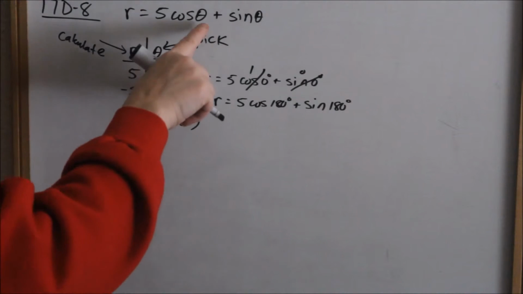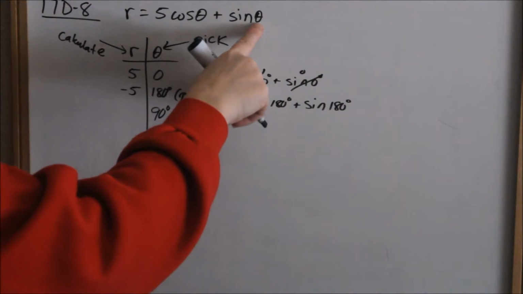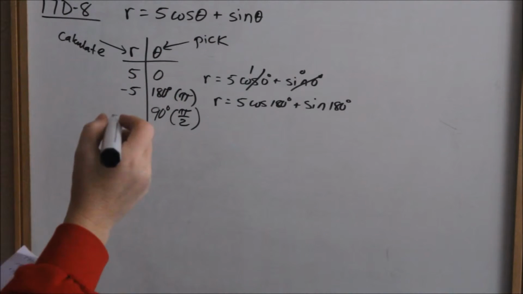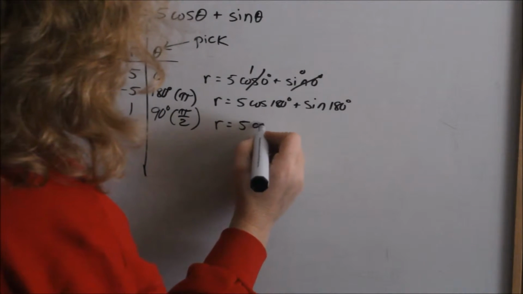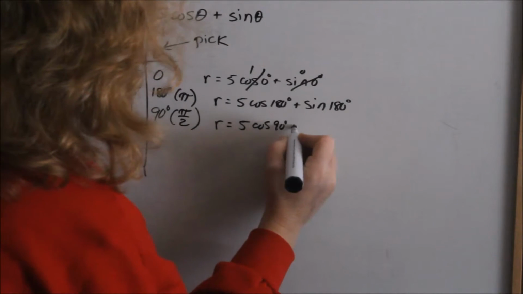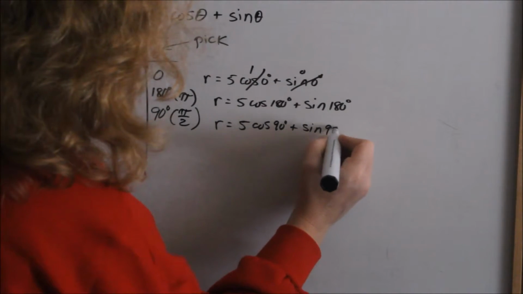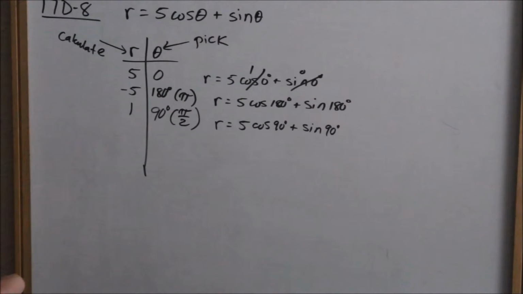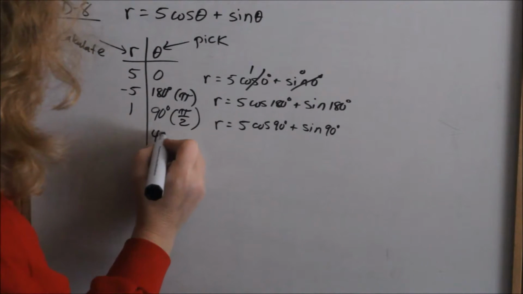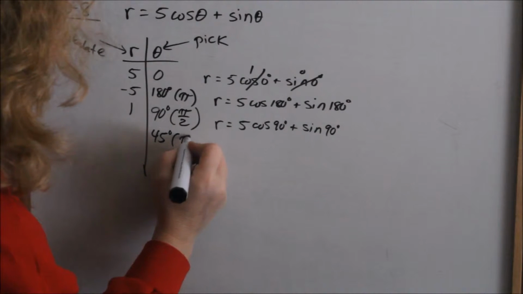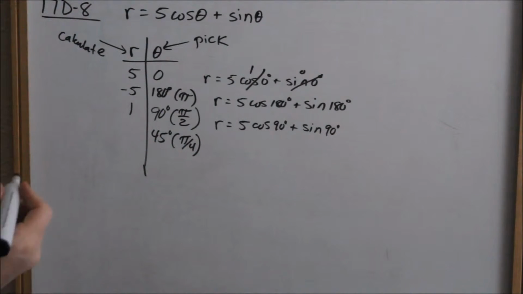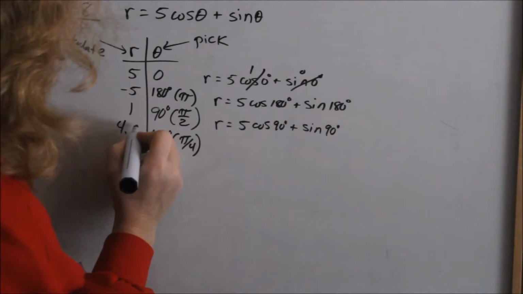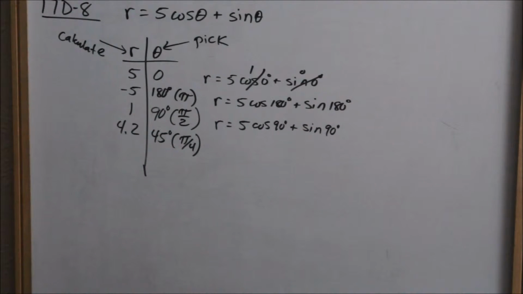So when I plug in 90 degrees here, I had an r value of 1. I will write that out. That was r equals 5 times cosine of 90 degrees plus sine of 90 degrees, and that came out to 1. Then I picked 45 degrees, the same thing as pi over 4, and rounding to 1 decimal, r came out to 4.2.